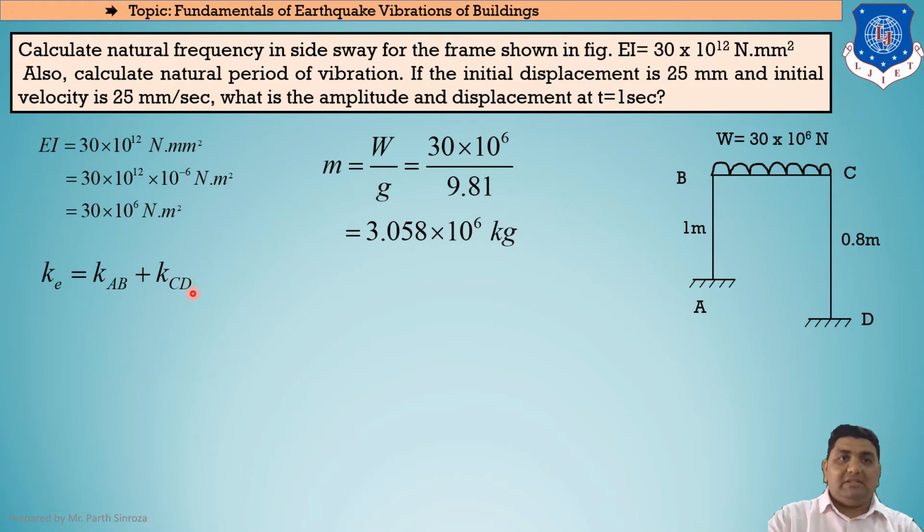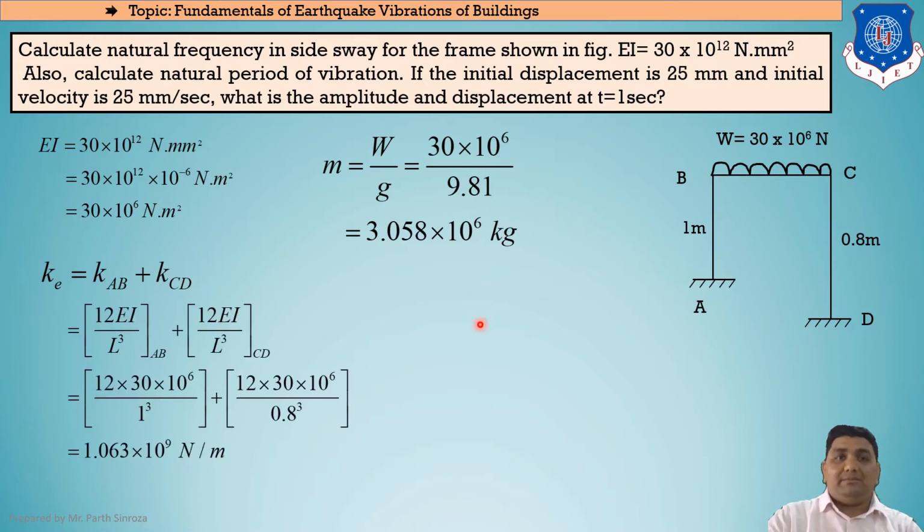CD in this class. KAB will be defined by this parameter, that is 12 EI by L cube. As the end condition is fixed, the stiffness equation will be 12 EI by L cube for AB. D is also fixed, so it will be 12 EI by L cube for CD. EI we have already calculated. Length is given as 1 meter, and for CD length is given as 0.8 meters. So here the final KE comes out to be 1.063 into 10 raised to 9 Newton per meter.